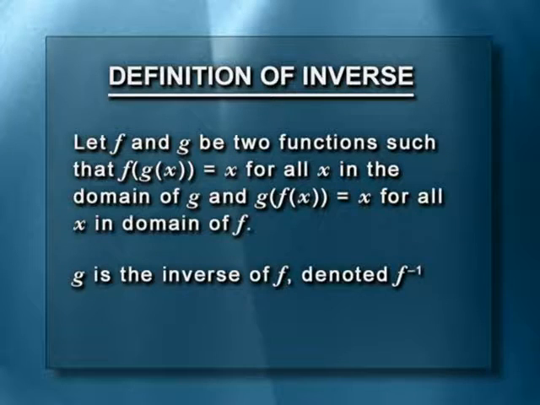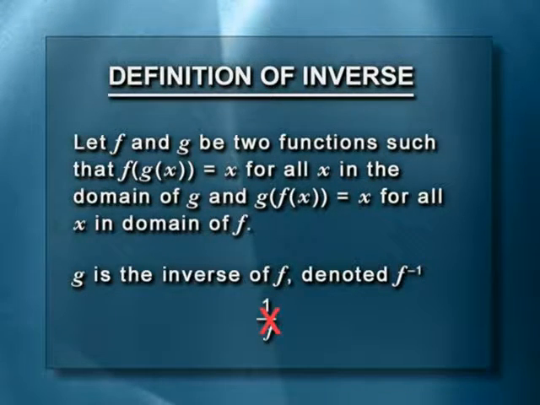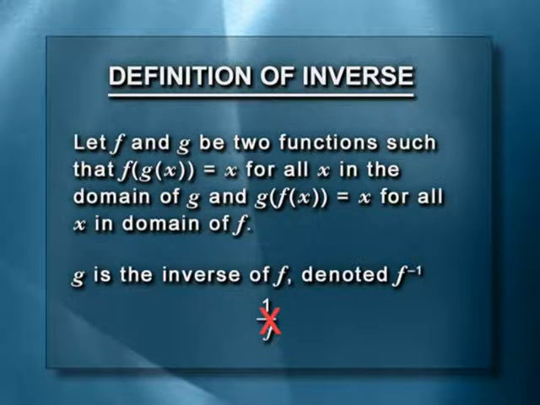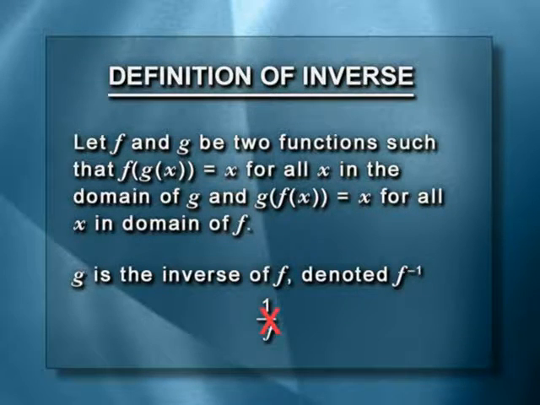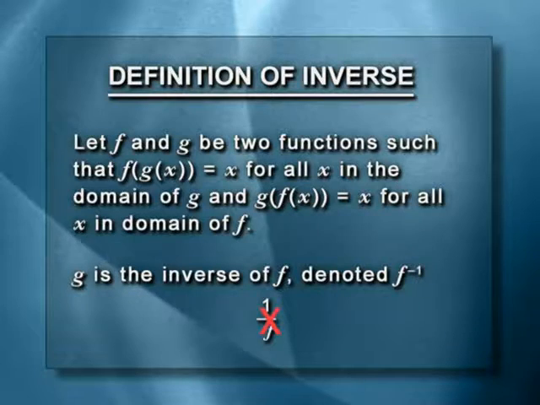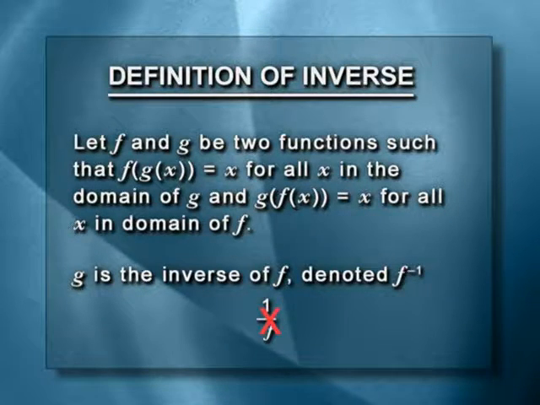Now this is an unfortunate notation because a lot of people think f to the minus 1 might mean 1 over f. It's an unfortunate notation. Don't blame me. It's unfortunately used all over mathematics, and we just have to live with this notation. So when you see f to the minus 1, it probably means the inverse of f, which is not 1 over f.